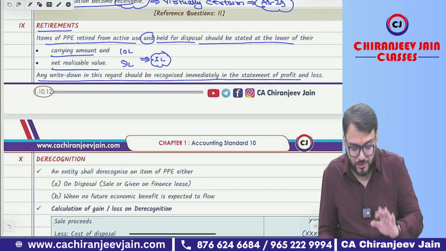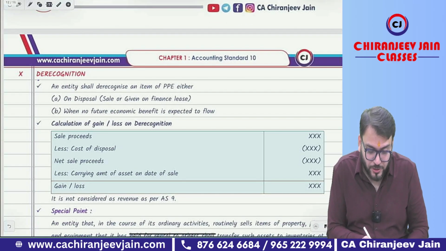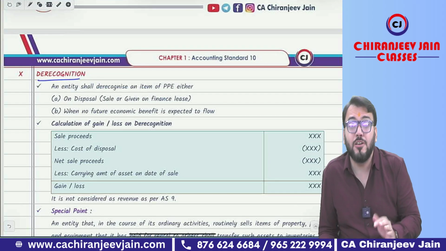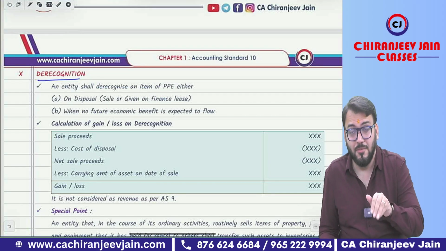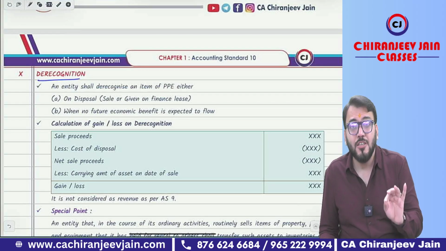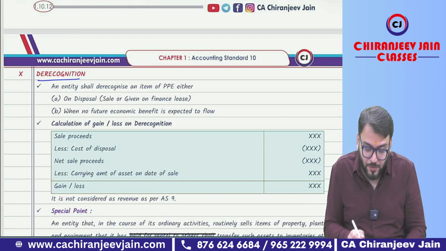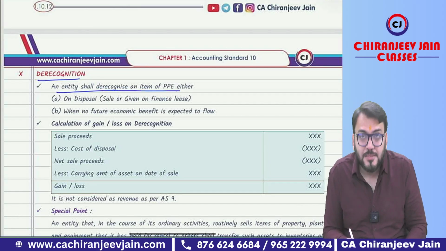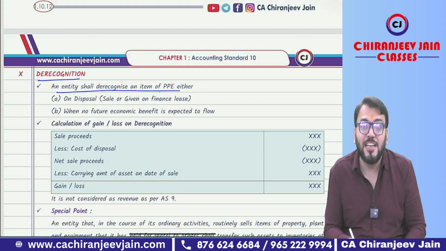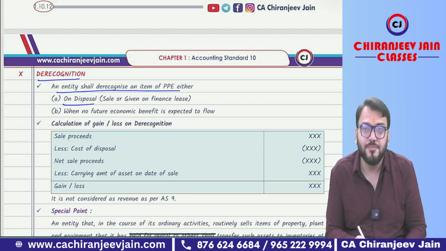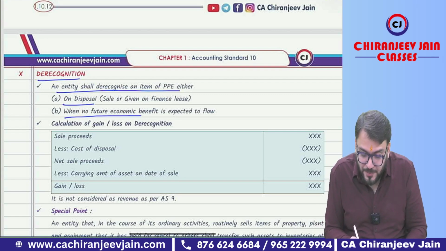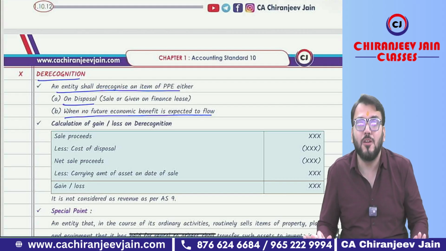Retirement, super easy, understood. Then coming to derecognition: after retirement, the asset will be sold and derecognized. It is quite possible that it is sold before retirement. So when to derecognize the asset? AS10 says that if any one of the following conditions is satisfied, the item of PP will be derecognized. An entity shall derecognize an item of PP either on disposal, meaning on sale, or when no future economic benefit is expected to flow.